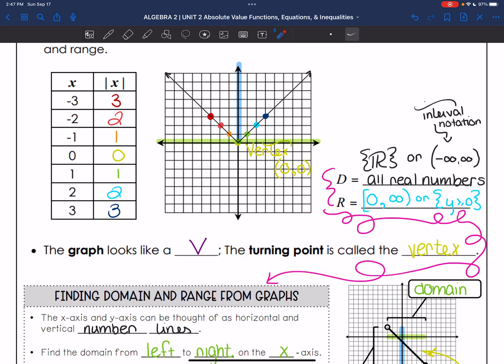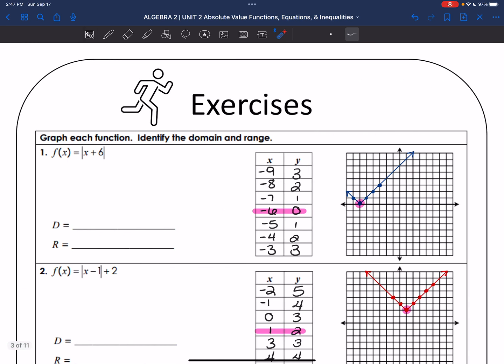I'm going to pick a couple values on either side of the vertex, and that's what I've done here in my table. The vertex of this graph is at the x value of -6, and the corresponding y value is 0. And then the values that are just on either side of that I just transferred from my calculator over. Now I've got a nice little table that I can see the values. I can plot those values like I've done here, and then create that nice V shape.